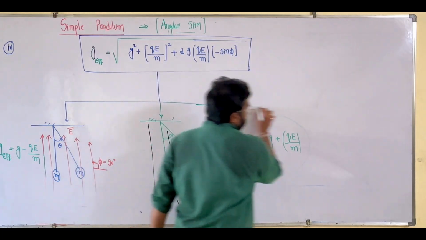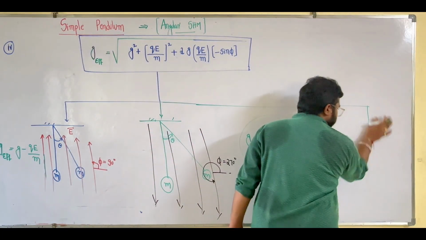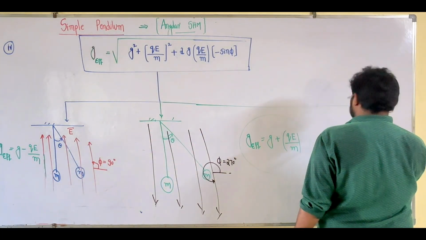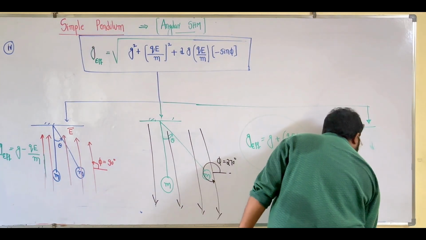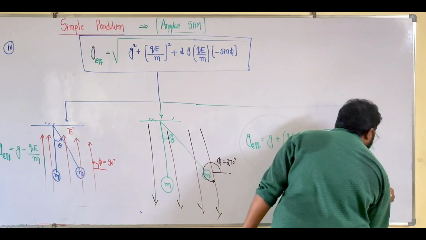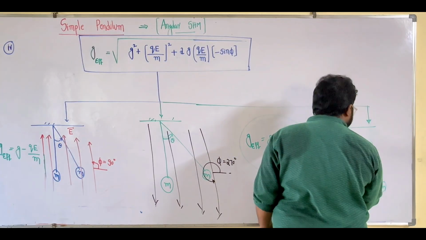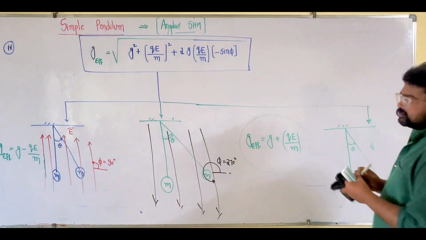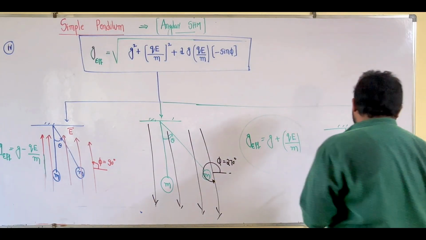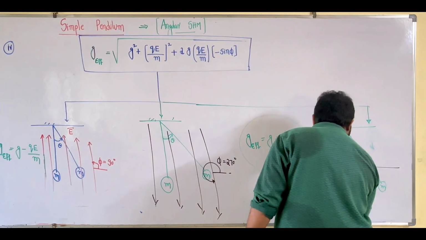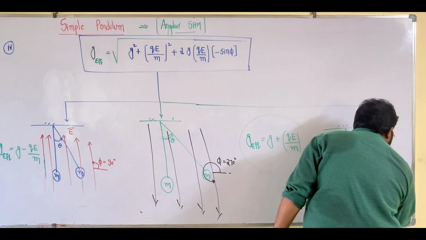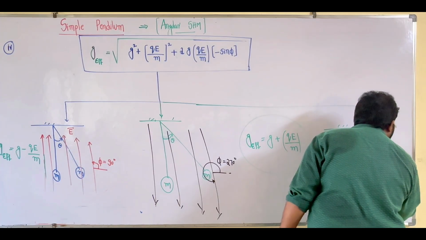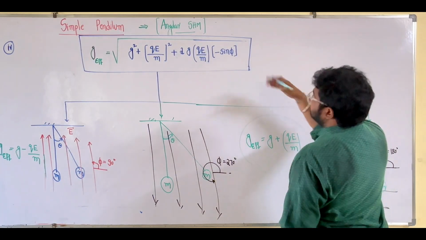See this electric field. If you take the electric field towards left, what is phi? 180. Phi is equal to 180, sin 180 is 0.